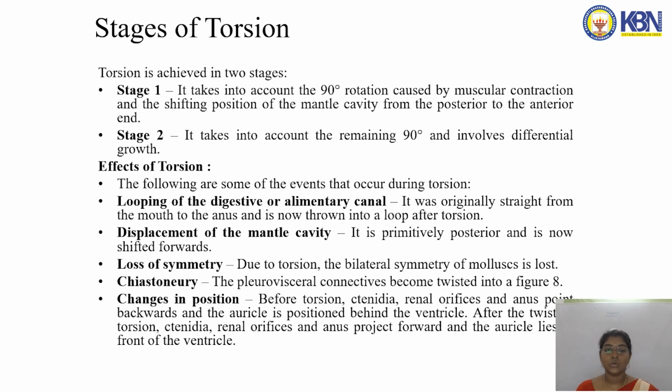Last one, changes in position. Before torsion, ctenidia, renal orifices and anus point backwards and the auricle is positioned behind the ventricle. After the twist, torsion, ctenidia, renal orifices and anus project forward and the auricle lies in front of the ventricle.